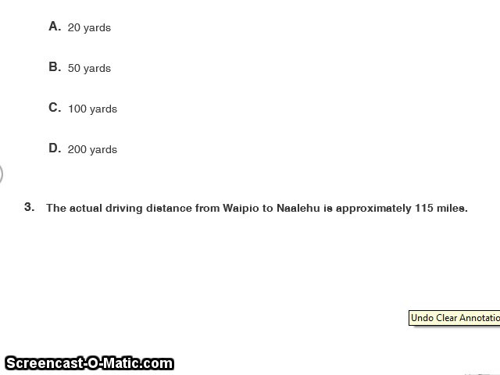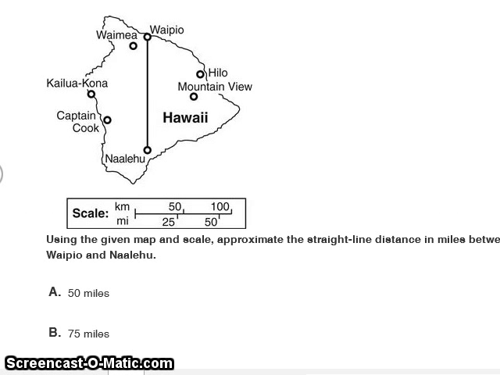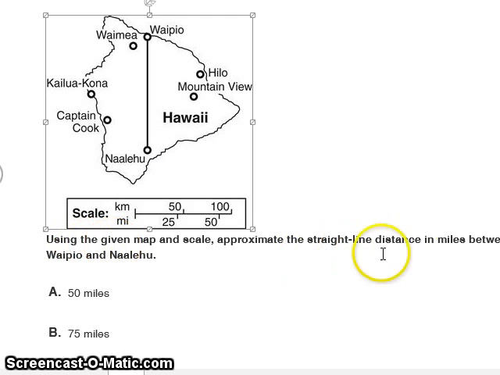The actual driving distance from W to N is approximately 115 miles. Those look like places in Hawaii. And it is Hawaii. Okay, so we're going from here to here. And we have the question: using the given map and scale, approximate the straight line distance in miles between W, that W, and this N here. And this is actually on the big island of Hawaii.